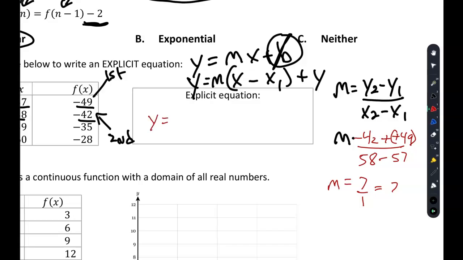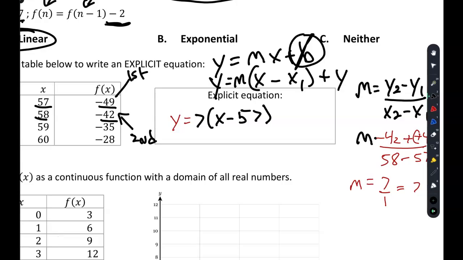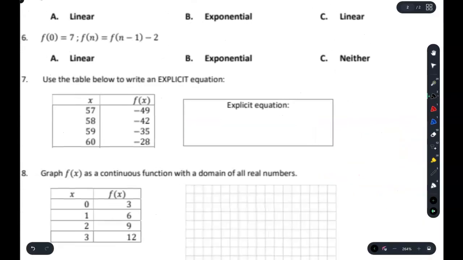So you got y is equal to, I'm going to go back to black now, 7 times x minus, and you can pick either point you want. I'm going to pick the first one, 57, minus the y, this is y1, I forgot to put that, but minus 49. Let's zoom out here so you can see all of that.